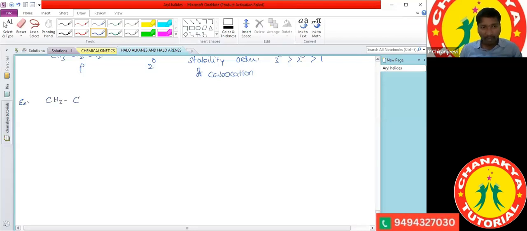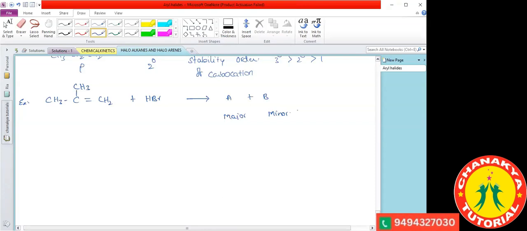CH3, C, CH3, double bond CH2 plus HBr. What is the major product? A and B, which one is the major product? Find the major and minor. So this is the question. Otherwise they may ask, what is the IUPAC name of the major product? That is also one kind of question.